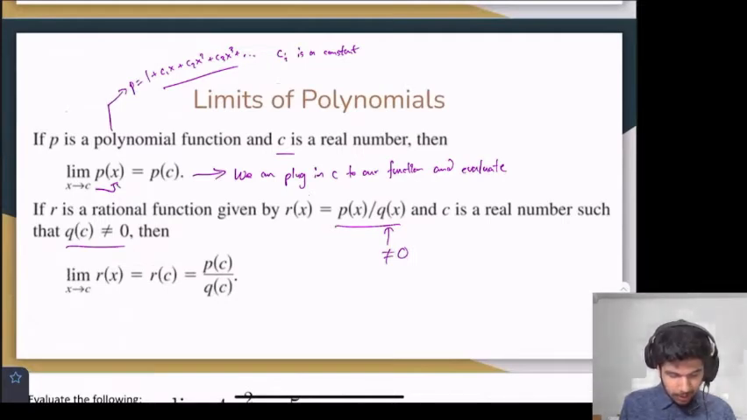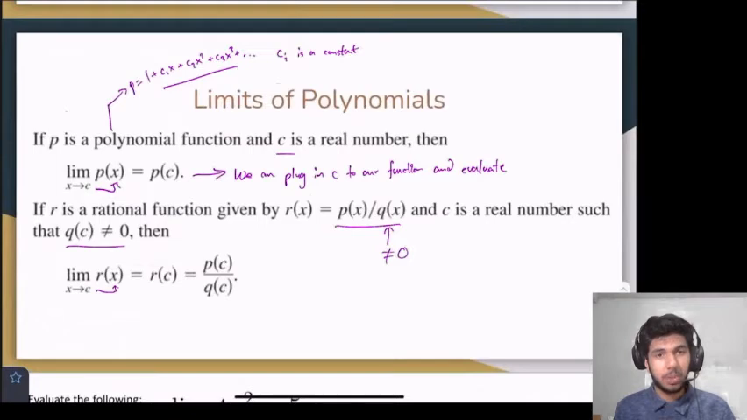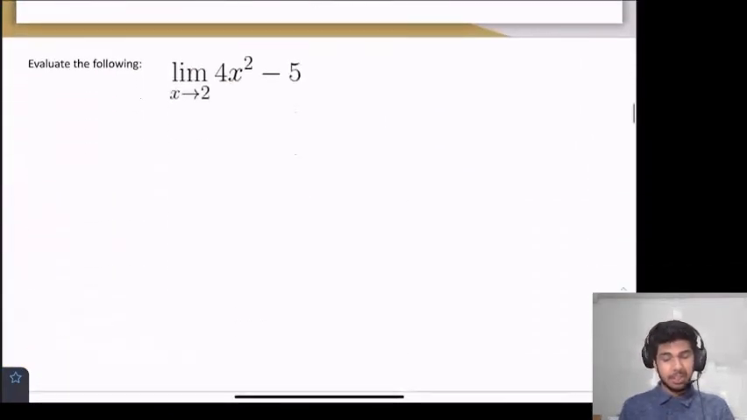So again, we're just plugging this into here, and that is equal to p of c divided by q of c by the definition. So that's just saying for polynomial functions and most rational functions, if the function is one of those two, we can just plug in the value we're approaching, and that'll give us the limit. So let's see it with an example here.